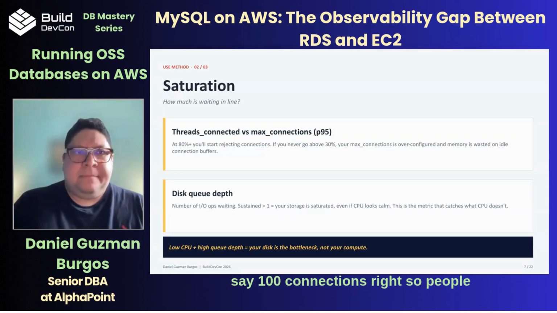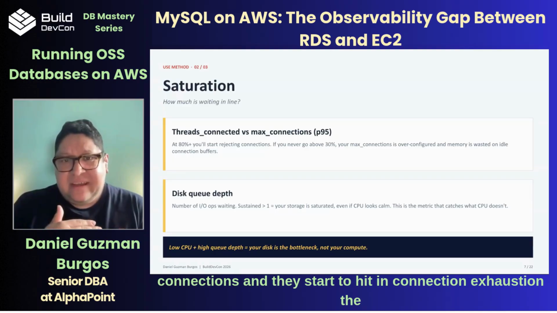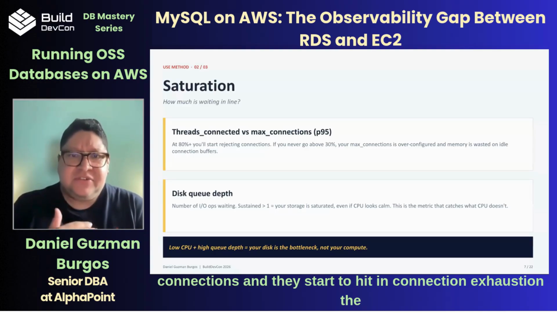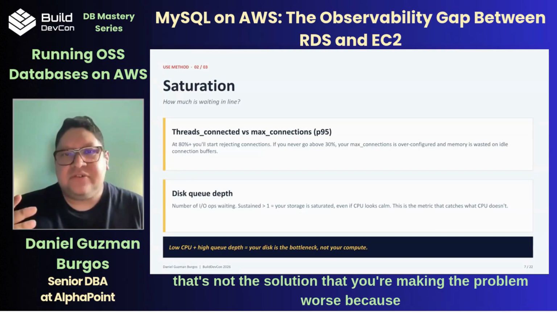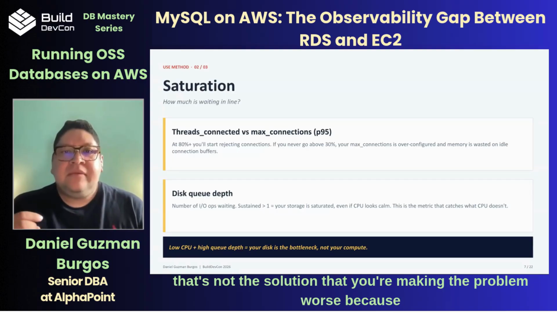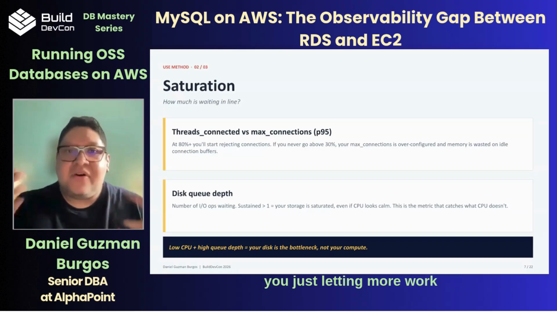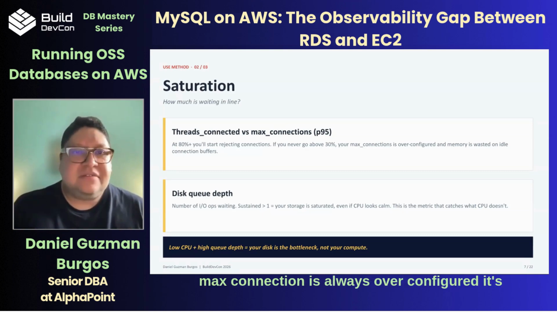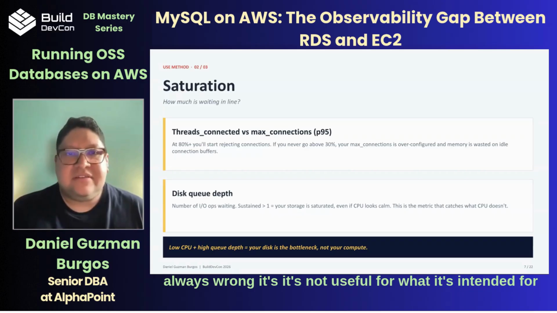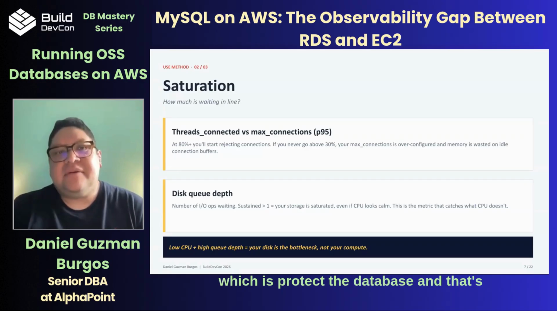So people think that when they have low max connections and they start hitting connection exhaustion, the solution is to increase max connections. That's not the solution. You're making the problem worse, because the database is already suffering from contention, from high concurrency, and you're just letting more work come at the same time. So max connections is always over-configured. It's always wrong. It's not useful for what it's intended for, which is to protect the database.